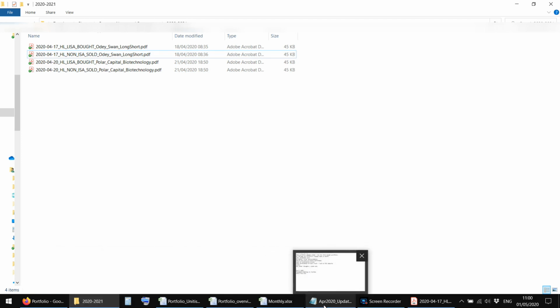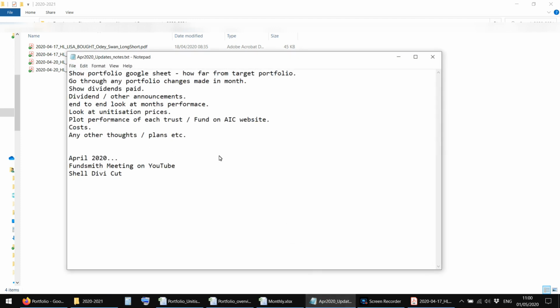Yes, that's it. No other changes really to the portfolio apart from just a bit of admin. Really, it's not even really a change.